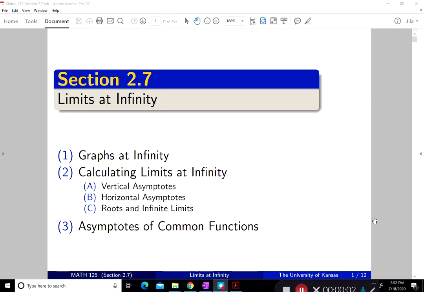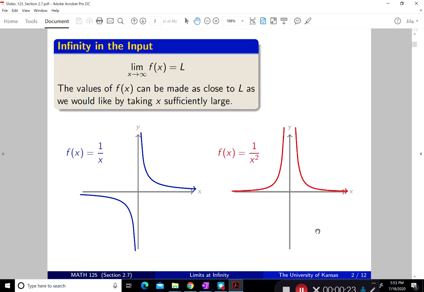We're starting section 2.7, limits at infinity. First, we discuss the graph at infinities in calculating limits at infinity, vertical asymptotes, horizontal asymptotes, roots and infinite limits, and then asymptotes of common functions. So, infinity in the input.